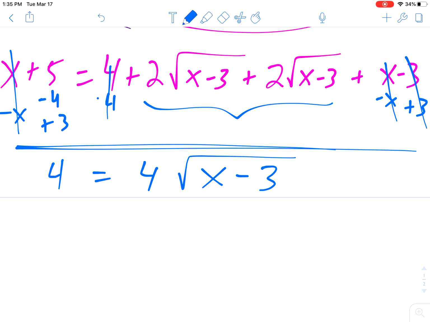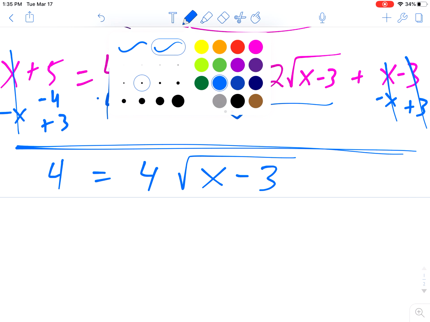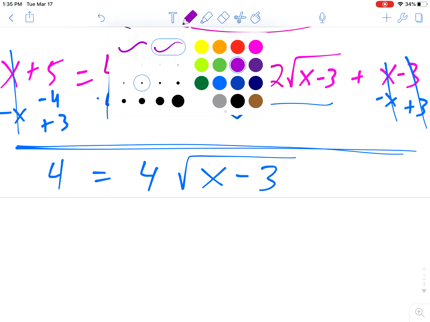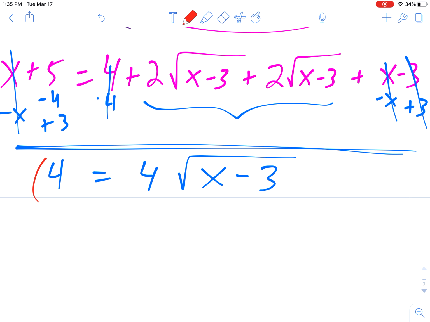And then we're almost done. We just got to get rid of that radical. And so, this is your choice. You can divide by 4 now if you want. But let's say you forget to do that, like on one of your homework problems, that might not be exactly obvious. It's okay to square this expression. You just have to be really careful.